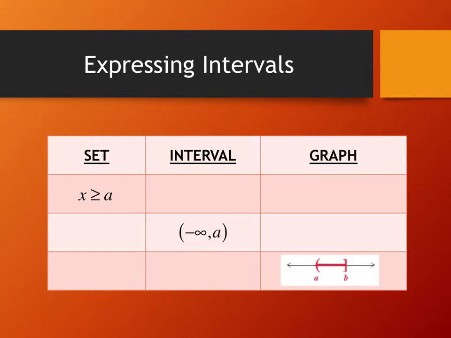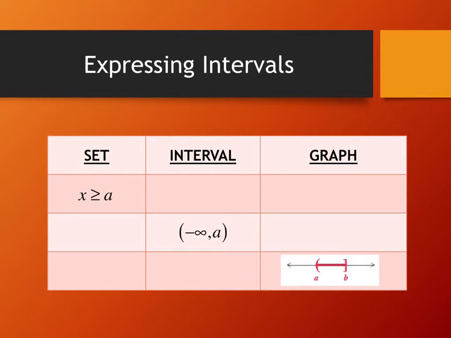There's 3 different types of things we're going to be interchanging between in this section. So that's set notation, interval notation, and then the graph that represents either one. So set notation looks like an inequality with the less than or greater than kind of symbols. That's set notation that we're going to be using.